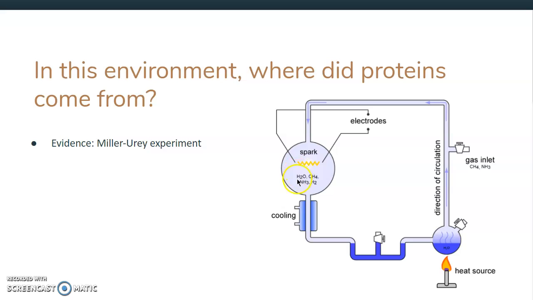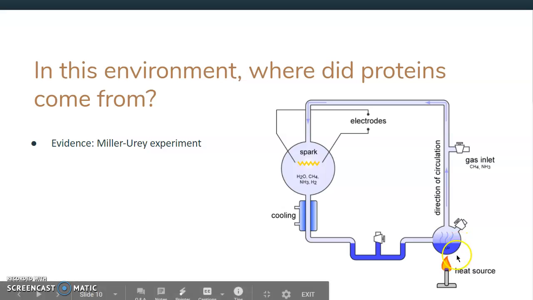So it has these same molecules that were around. We have water is H2O, methane is CH4, ammonia is NH3, and hydrogen. So in here we have a gas mixture. We have our gas inlet coming in to allow our methane and our ammonia to come into a nice big bulb. Then our water and hydrogen came from this water being boiled from a heat source. So you can see these nice arrows going up and around.